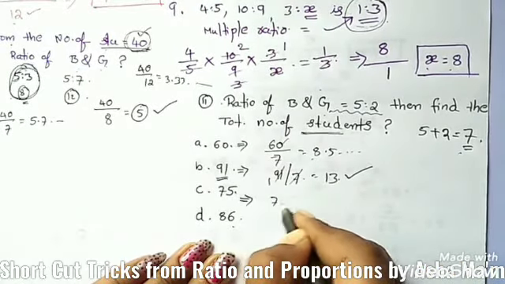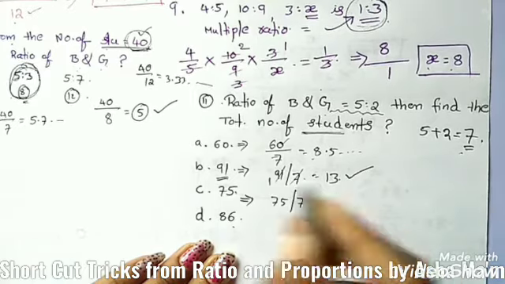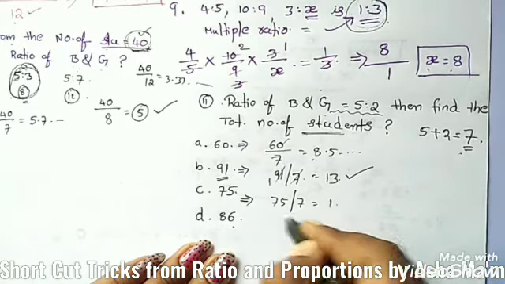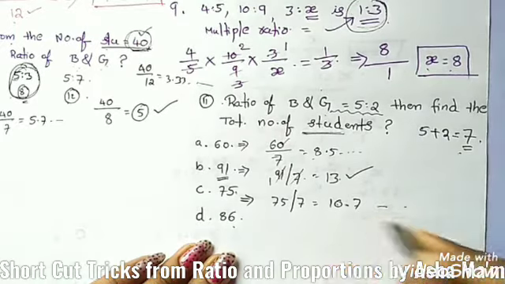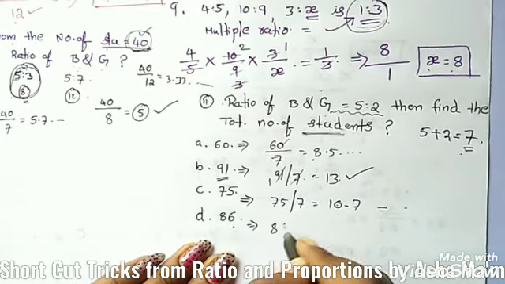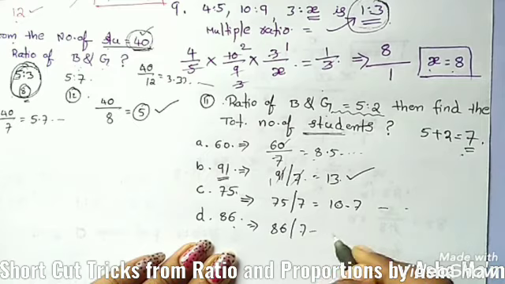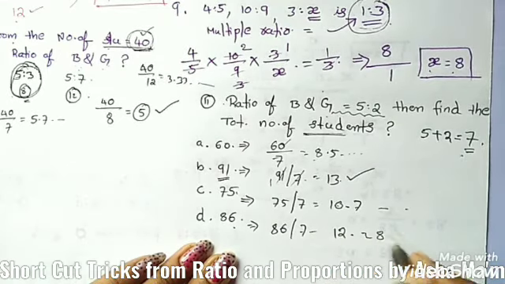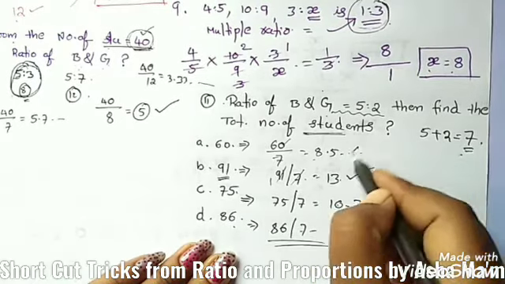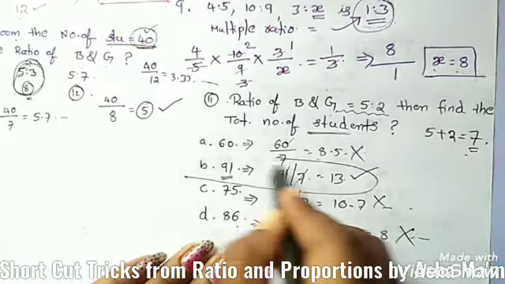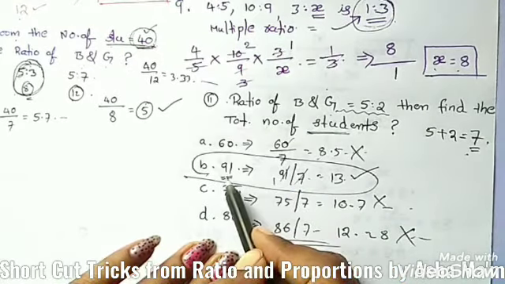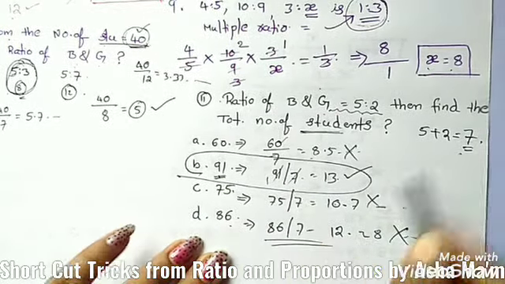Now 75 divided by 7, then one time, then 0.7. So a decimal value should come. Now 86 by 7, that should be one time, and 2.28. So this is the wrong answer, this is the wrong answer, this is the wrong answer, and option B is the correct one. Why? Because 91 is completely divisible by this 7.